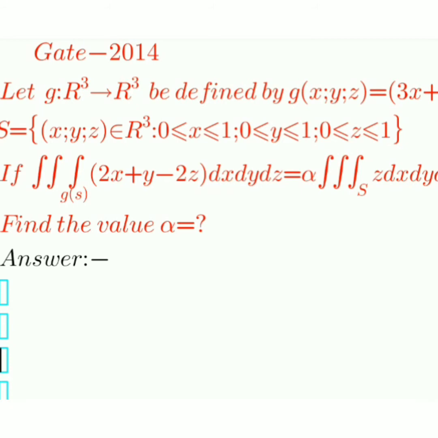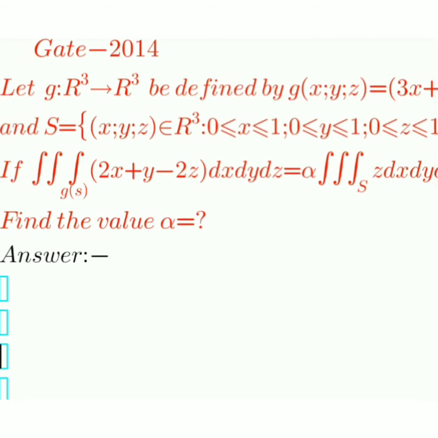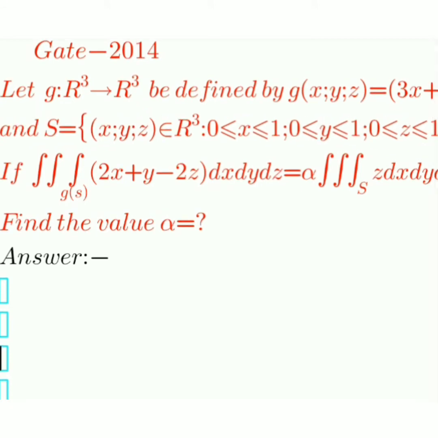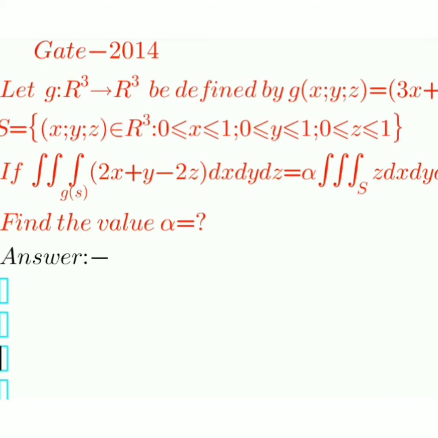This is my function G(x, y, z), and x is equal to (x, y, z) belonging to R cube, with 0 less than or equal to x less than or equal to 1, and 0 less than or equal to y less than or equal to 1, and 0 less than or equal to z less than or equal to 1. So friends, I mark out the boundaries. This is my total boundary.